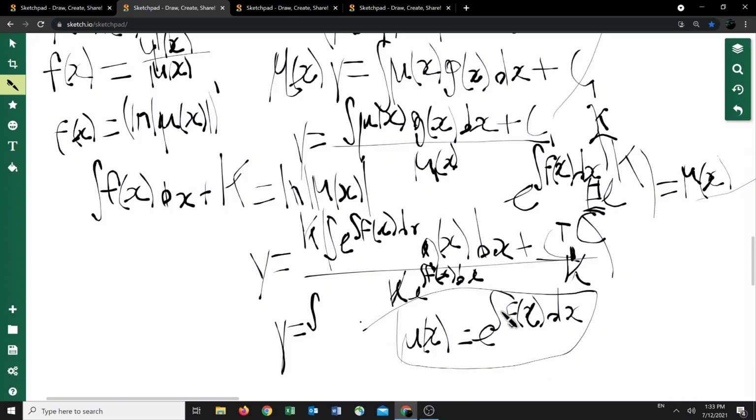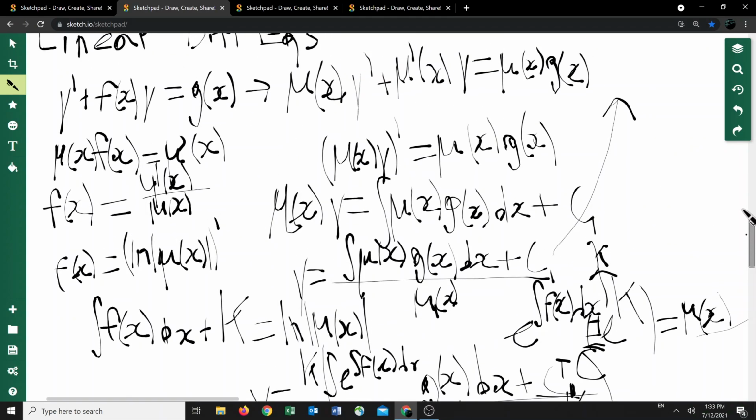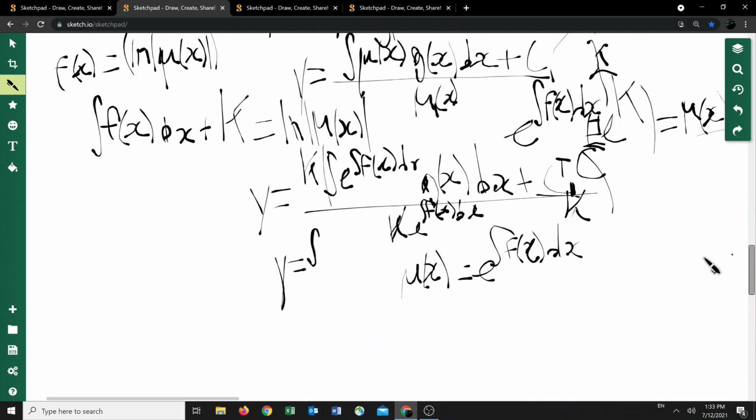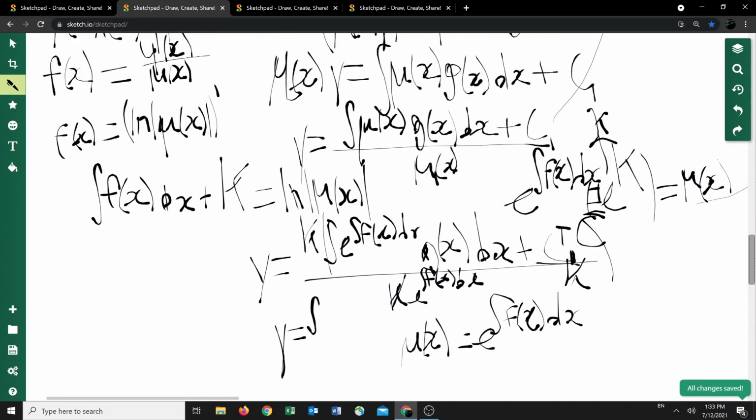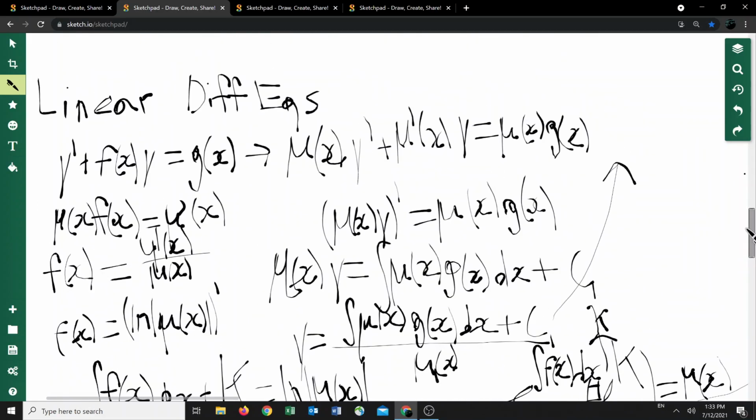And I guess that would be it for this video, because I don't know how I never mentioned this, but this is called the integrating factor. This is what we call this mu of x. So I guess the general process of evaluating such linear diffie-qs is as follows.